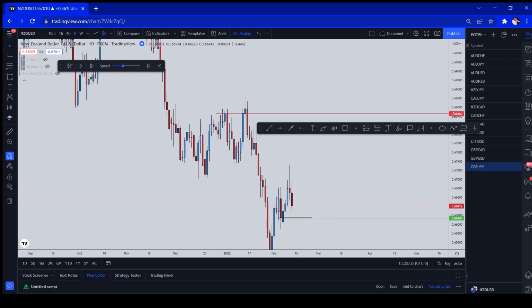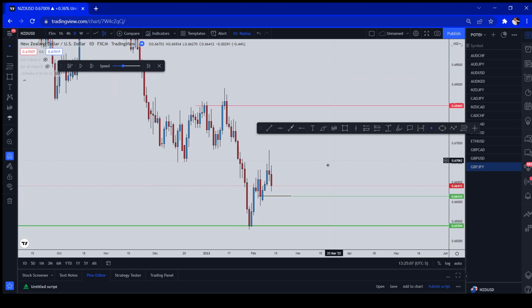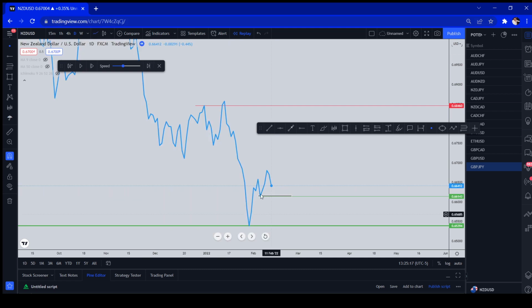What happens next is very, very simple. I will be patient and just wait until I get a nice close. If I see price fails to break and close below this level, then I am only looking for buying setups, my people.